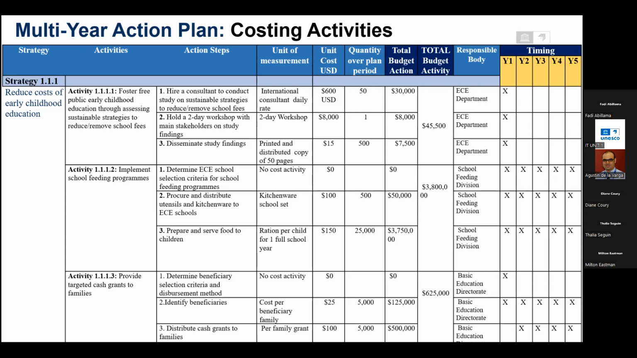And when an activity has no cost, you just put 0 in the unit cost cell, and also in the total budget for the action. So it comes to zero. So it's okay to have a no-cost activity.